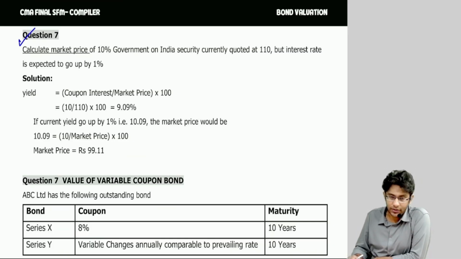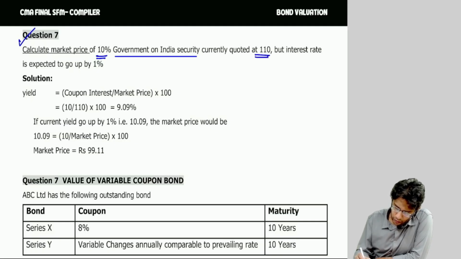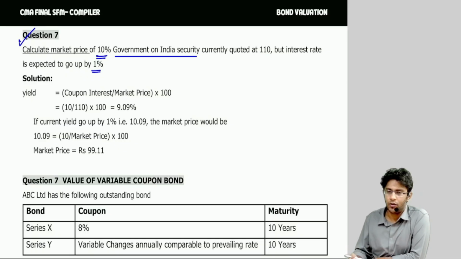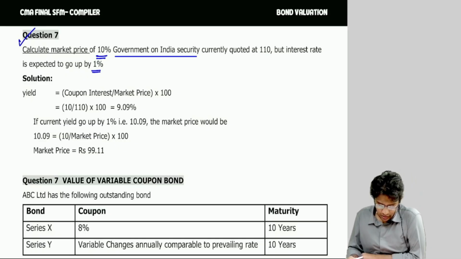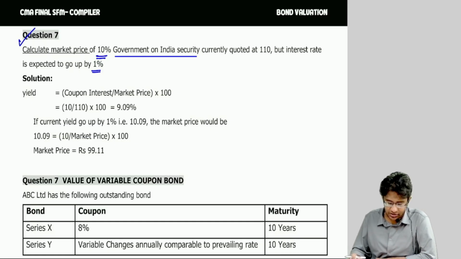Calculate the market price of a 10% Government of India security currently quoted at 110. Now you interpret each number, but interest rate is expected to go up by 1%. What is the meaning of all this? Don't see the answer. On your own, independently interpret the question, please.